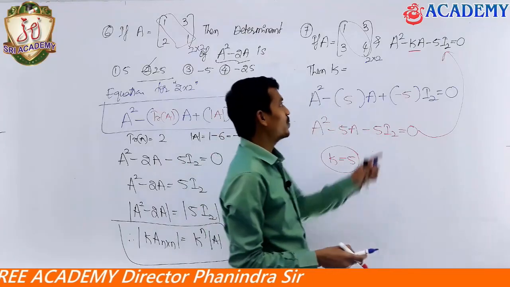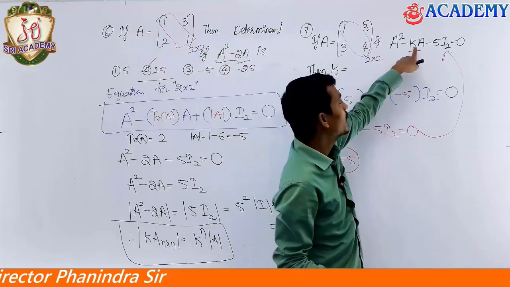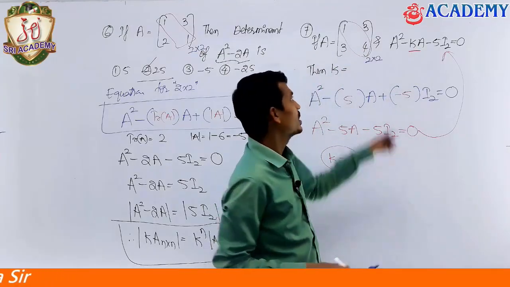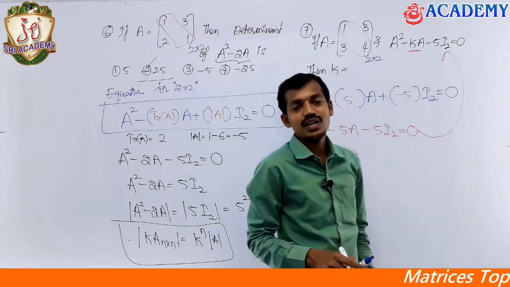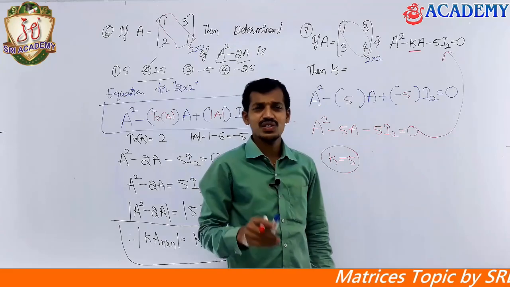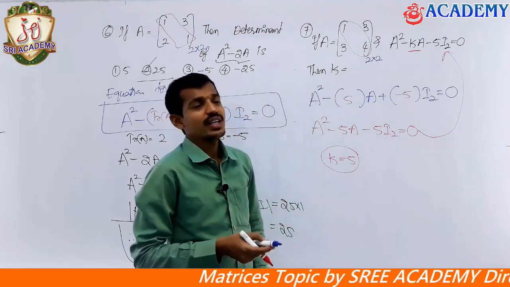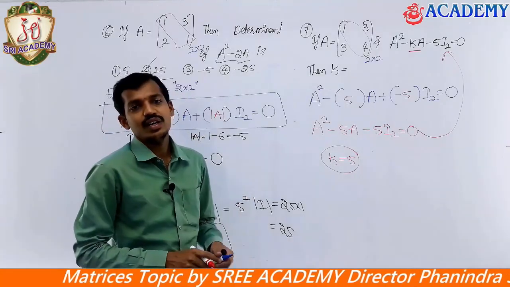Or if you want to find it by the procedure indirectly, you have to find A square, then you have to write kA. You multiply each and every element with k, then you will get k, 3k, 3k, 4k. Next, 5I of order 2. I of order 2 is nothing but 1 0 0 1. If you multiply with 5, you get 5 0 0 5, then you have to substitute in the equation. Then you are going to get the answer.